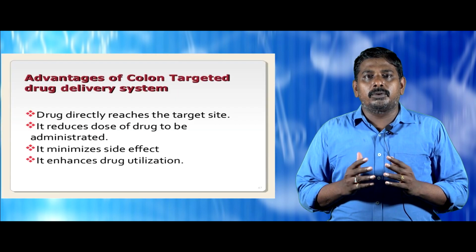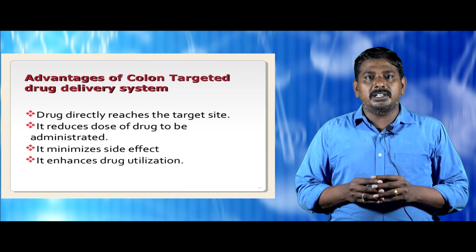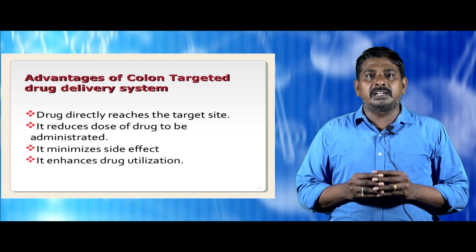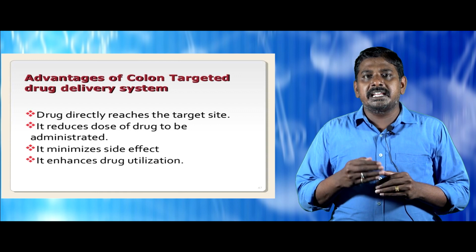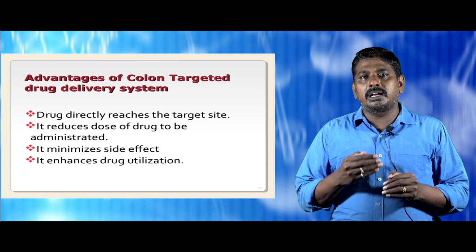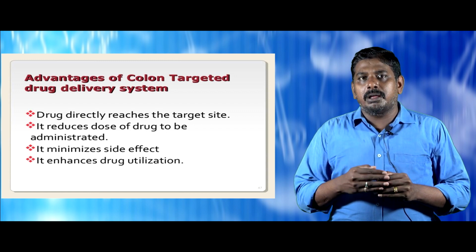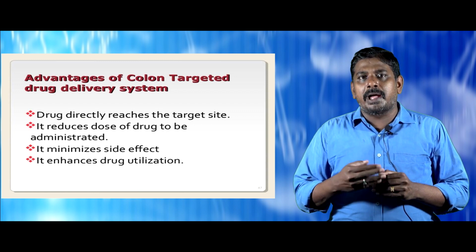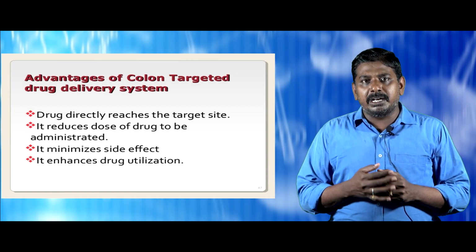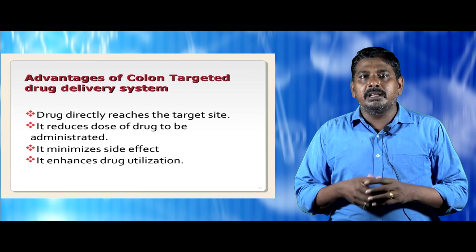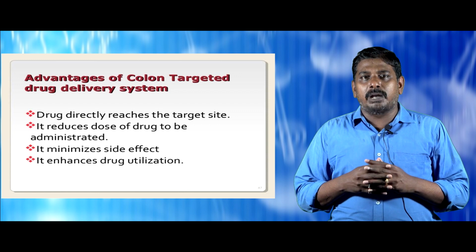So now we are going to discuss some important crucial points of the advantages of colon specific drug delivery system. In this system, the drug reaches the target site directly. How does the drug reach the target site directly? Because the formulation is made with nanoparticles, microparticles, nanosponges, pH dependent systems, time dependent systems and polymer coating methods, and it reduces the dose of the drug to be administered.